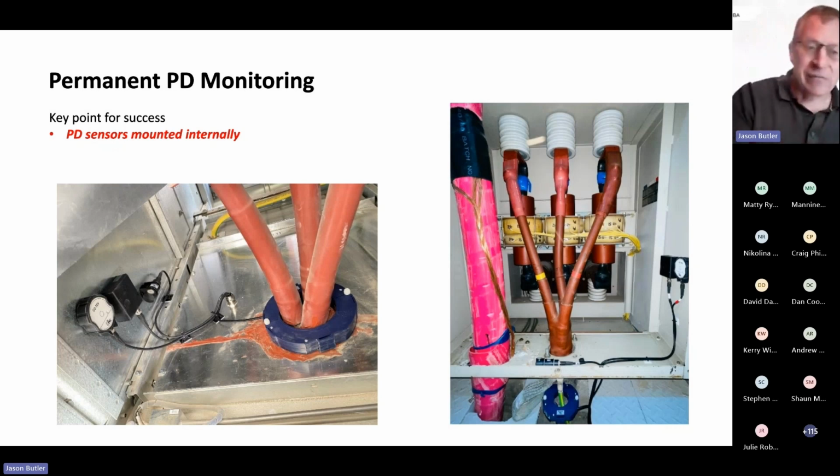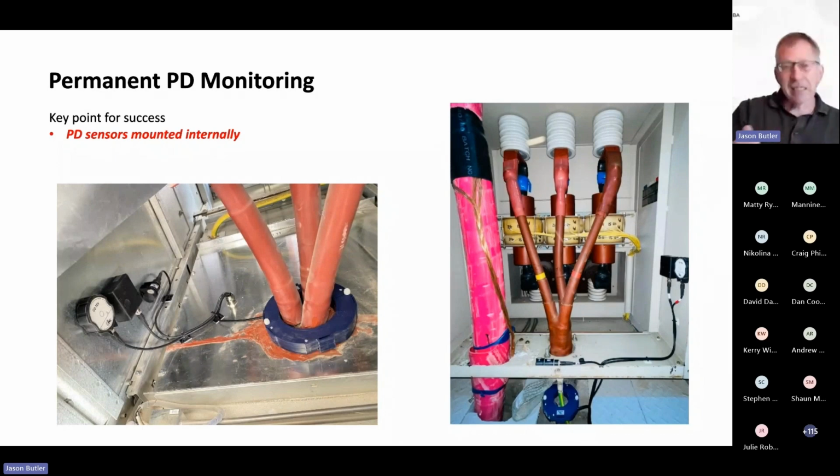So here we've got two setups. You can see around the cable, HFCT. You can see here the ultrasonic and the TEV probe here, exiting and going to the permanent PD monitor.